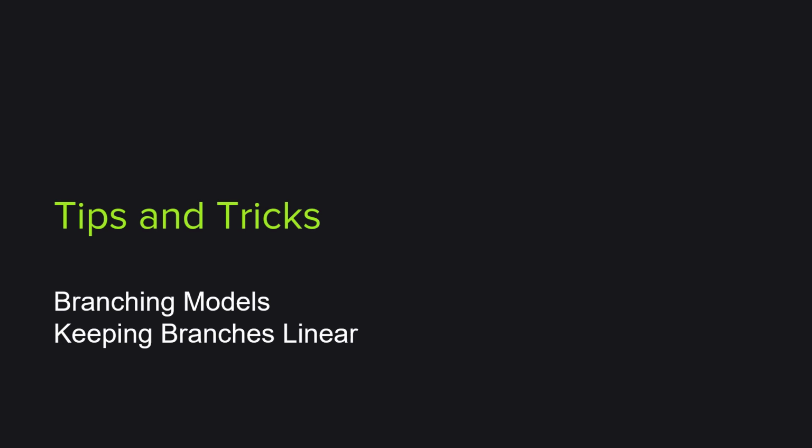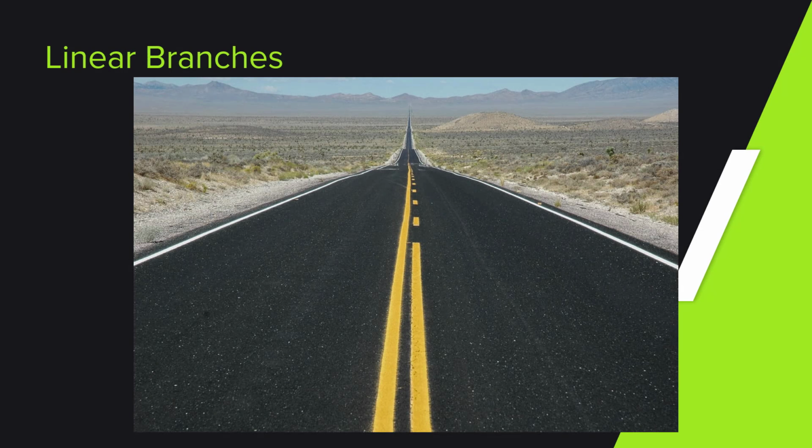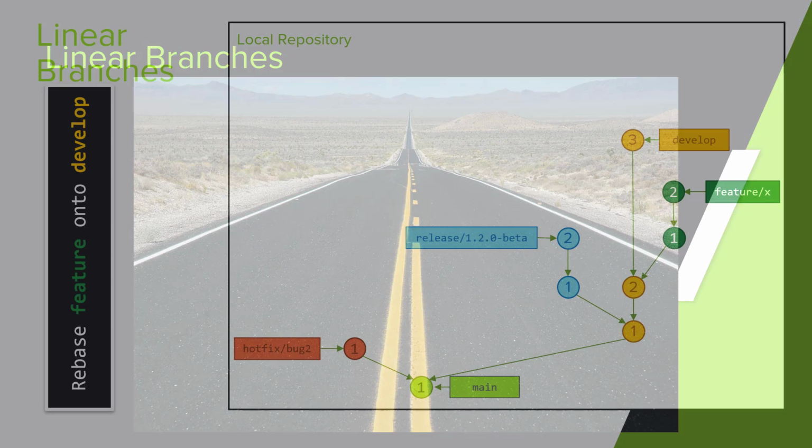But this was a very busy graph we've seen. Can we make this better? We've learned some of the more advanced concepts of Git, and maybe some of them can help us out. We want to keep our branches linear, straight and nice, especially our develop branch. The simpler we can keep it, the easier it is to work with later.